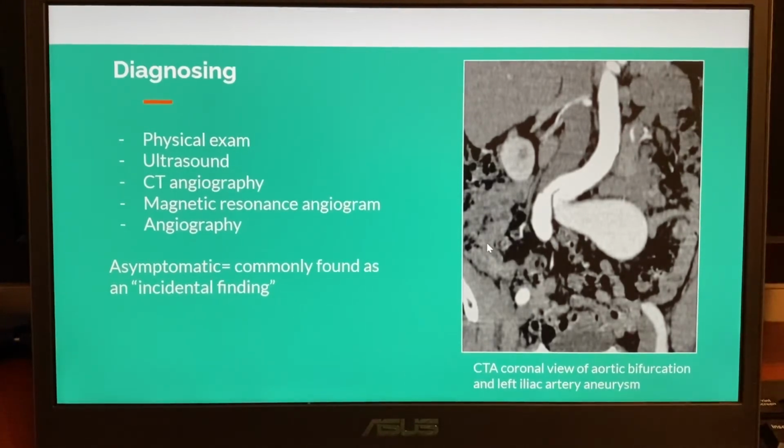On this image, you can see this is another example of an isolated common iliac artery aneurysm. You can see the aorta coming down, and as it bifurcates, the aorta is normal sized, and then you see that this left common iliac artery is dilated to the extent that it is considered an aneurysm.